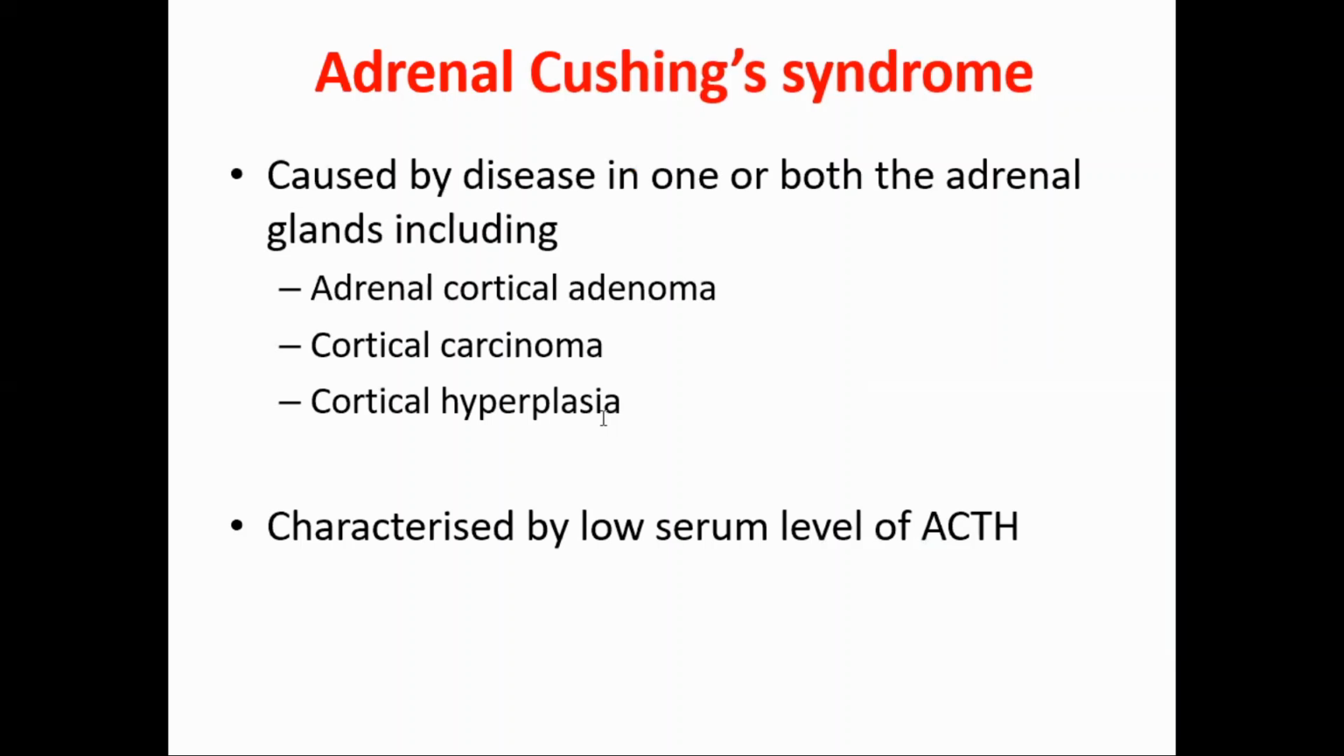Similarly, coming to adrenal Cushing syndrome, it may be due to any of the causes: adrenal cortical adenoma, carcinoma, or cortical hyperplasia. All of these lead to Cushing syndrome. Then it is adrenal Cushing syndrome, but there is a low level of serum ACTH. Now, unlike the pituitary where there is a high level, in case of adrenal there is a low level.